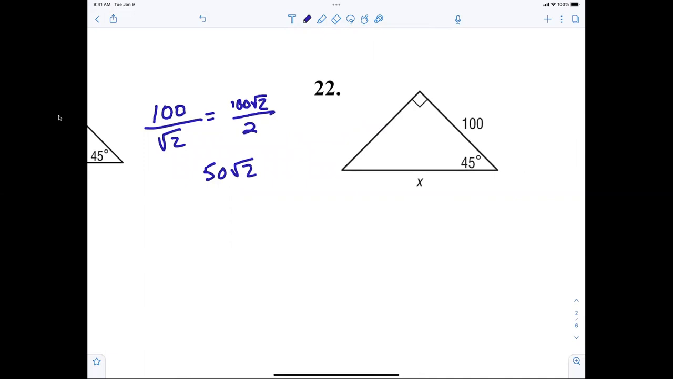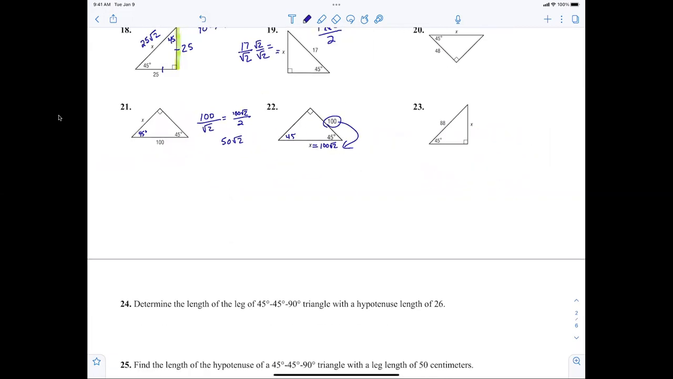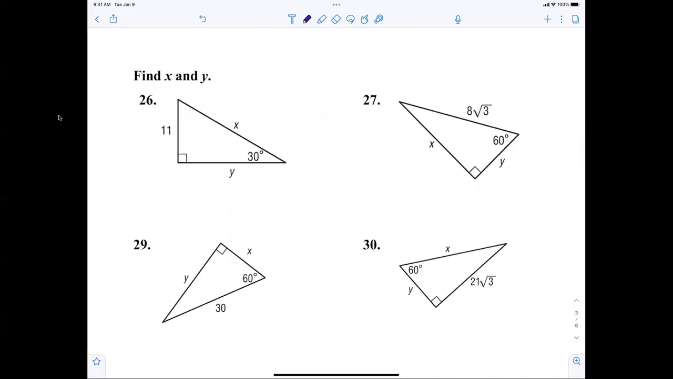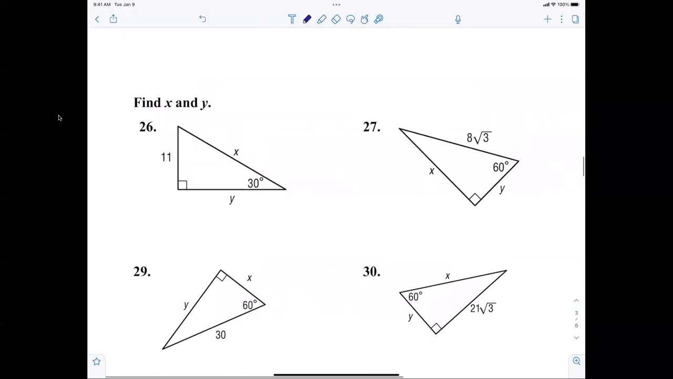And so on 22, we're going to say that's what? 100 radical 2. All right, we're going from the 45, from a smaller side to a larger side, so you multiply. All right, now the rules for the 30, 60, 90. We said going from the 90 to the 30. Who remembers? 90 to the 30, what do we do? Divide by 2. Thank you very much. All right, divide by 2.